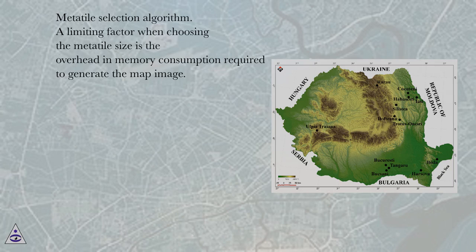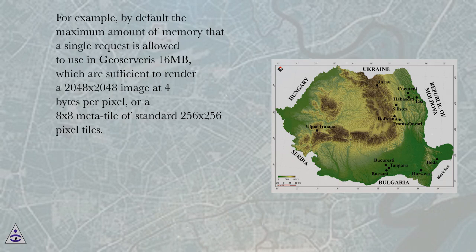Metatiling selection algorithm. A limiting factor when choosing the metatiling size is the overhead and memory consumption required to generate the map image. For example, by default the maximum amount of memory that a single request is allowed to use in GeoServer is 16 megabytes, which is sufficient to render a 2048 by 2048 image at 4 bytes per pixel, or an 8 by 8 metatile of standard 256 by 256 pixel tiles.